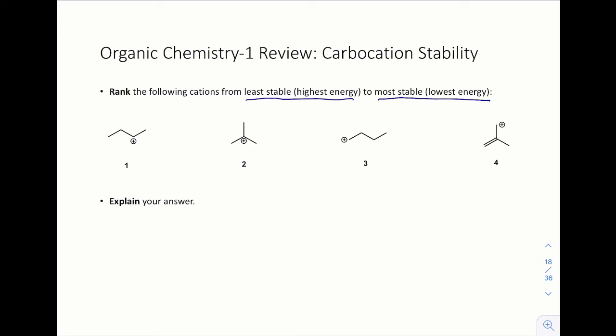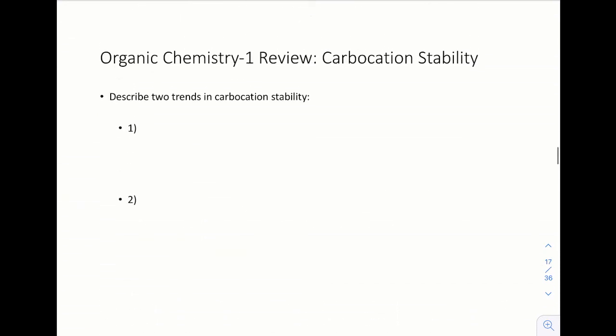Okay, make sure you have that written down. Now, let's describe the trends in carbocation stability. There will be 2 trends that we should be keeping in mind as we make our rankings in the previous question.